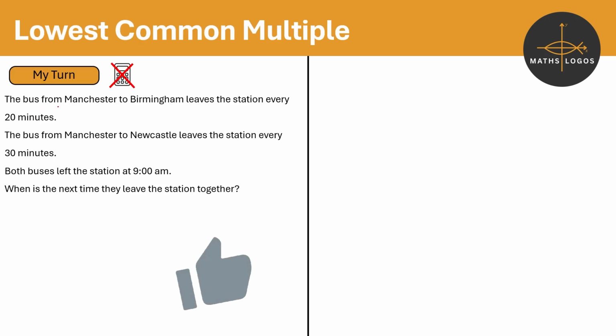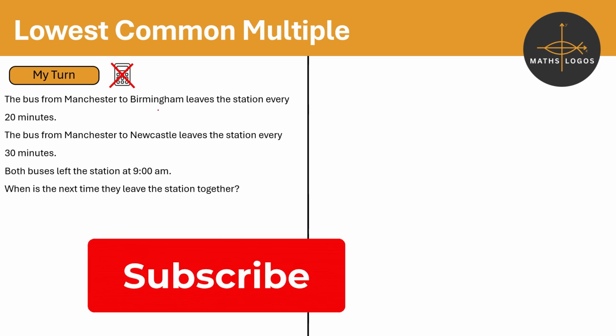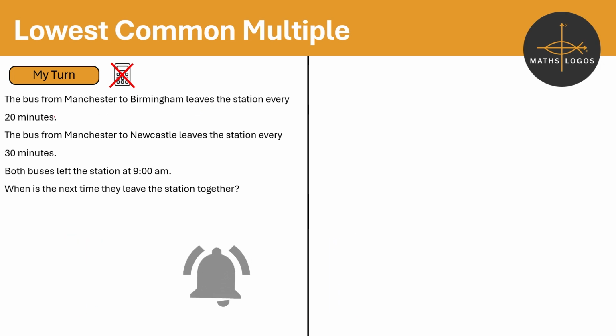Let's look at our next example. The bus from Manchester to Birmingham leaves the station every 20 minutes, and the bus from Manchester to Newcastle leaves the station every 30 minutes. Both buses left the station at 9 a.m. When is the next time when they will leave the station together?